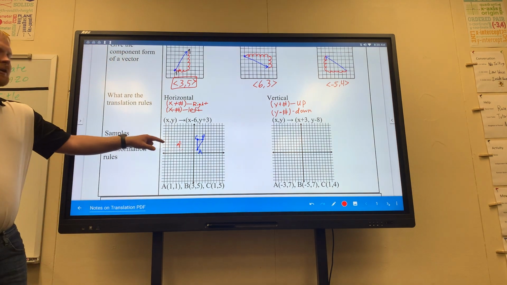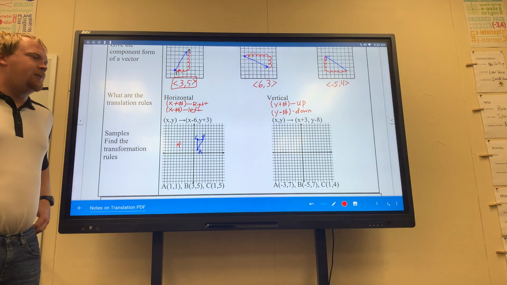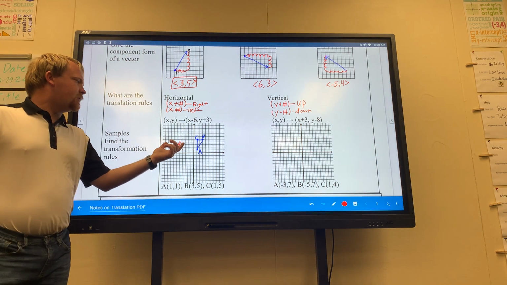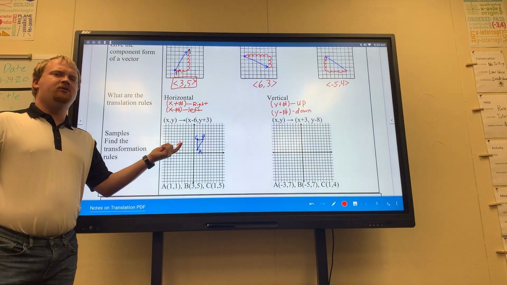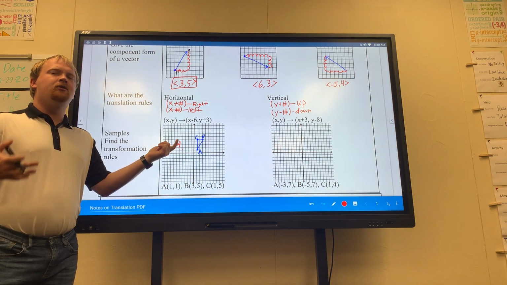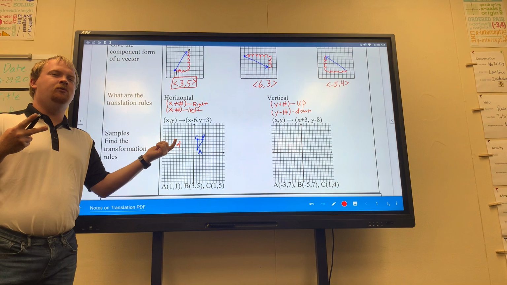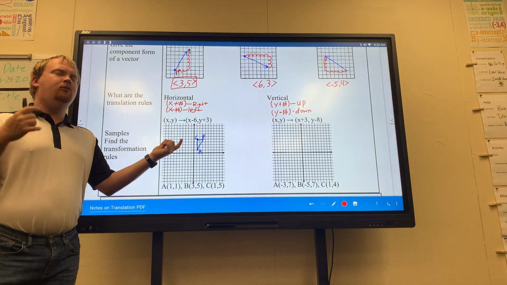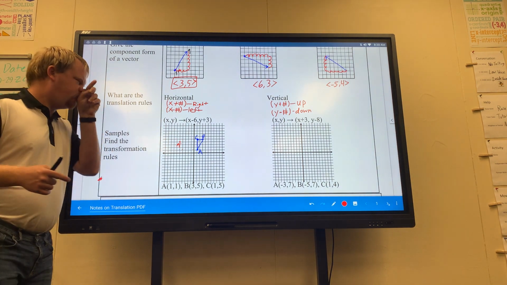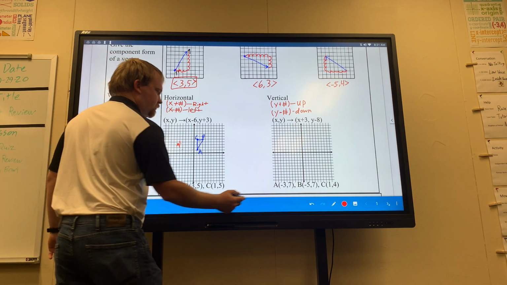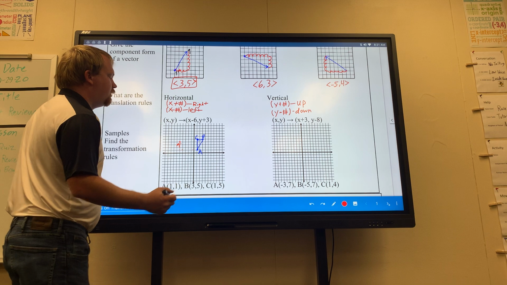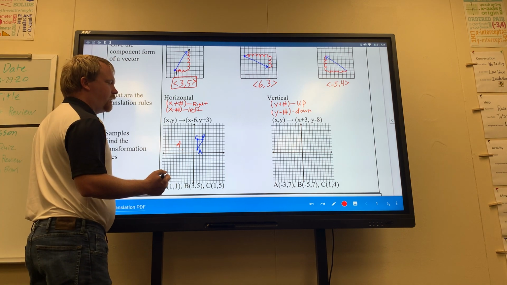And what that little apostrophe tells me is how many transformations that I did. I did my first transformation, so I get 1 apostrophe. We may be dealing with 2 different types of transformations at one time, but for right now, we're just dealing with the 1. Okay? So that's my first transformation for point A.